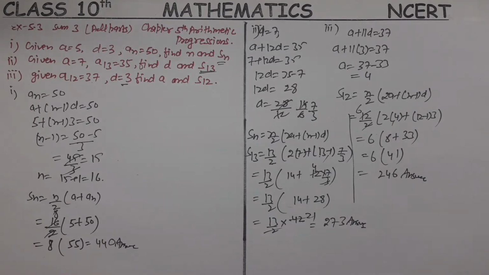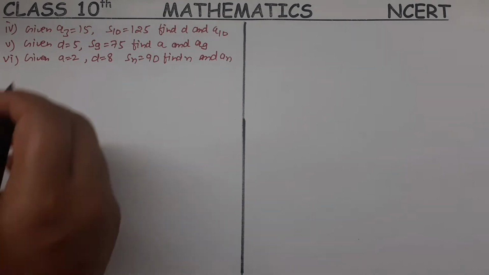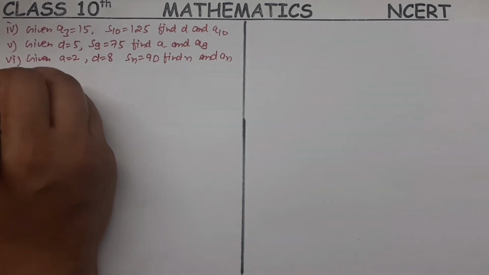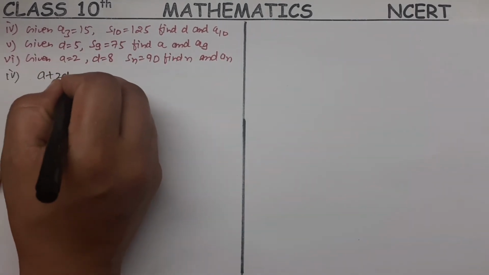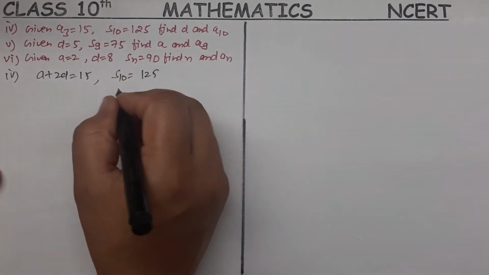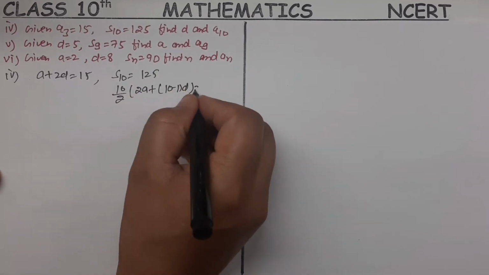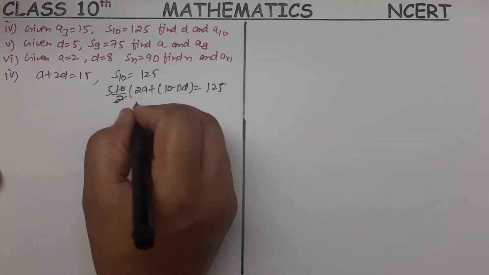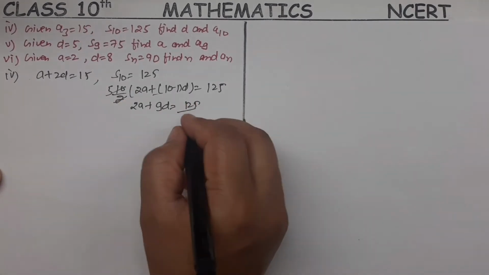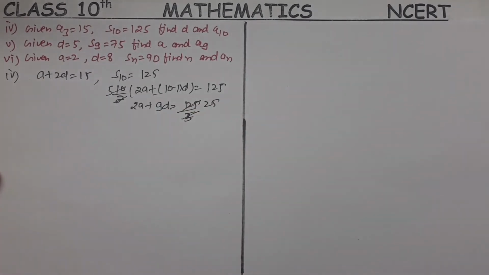Now the next, that is part 4th. a3 = 15, S10 = 125, find d and a10. a3 we can write as a plus 2d. S10, solving: n by 2, 2a plus (n minus 1)d, 125. 2a plus 9d. 5 comes to the right hand side, goes in division. 2a plus 9d is equal to 25.